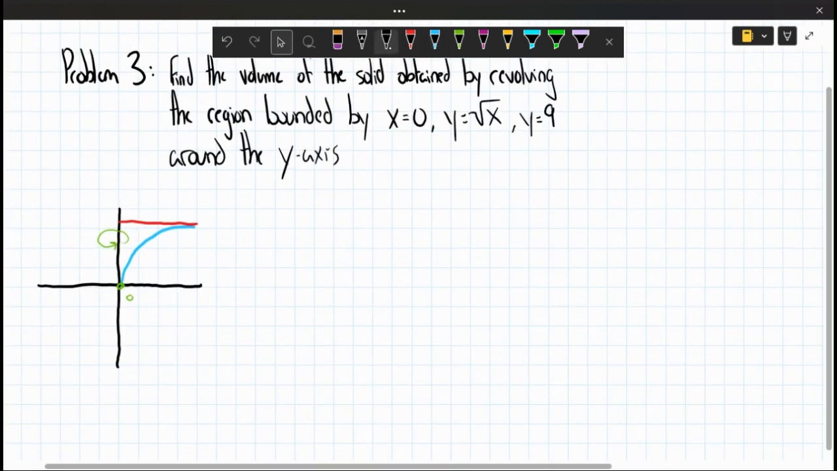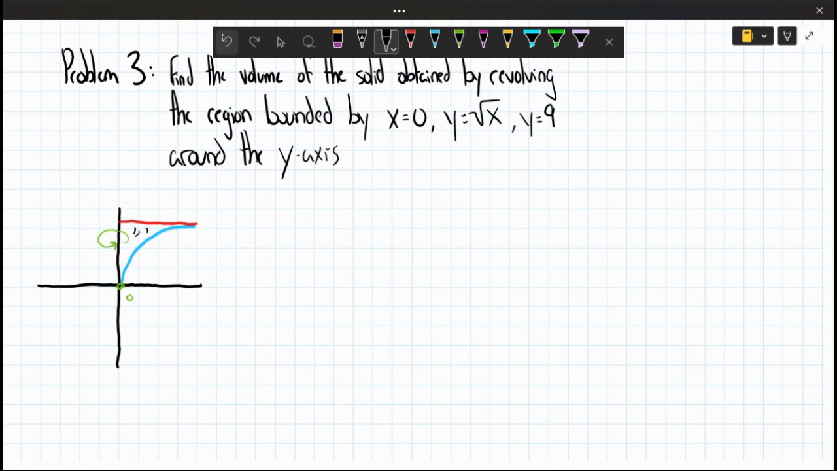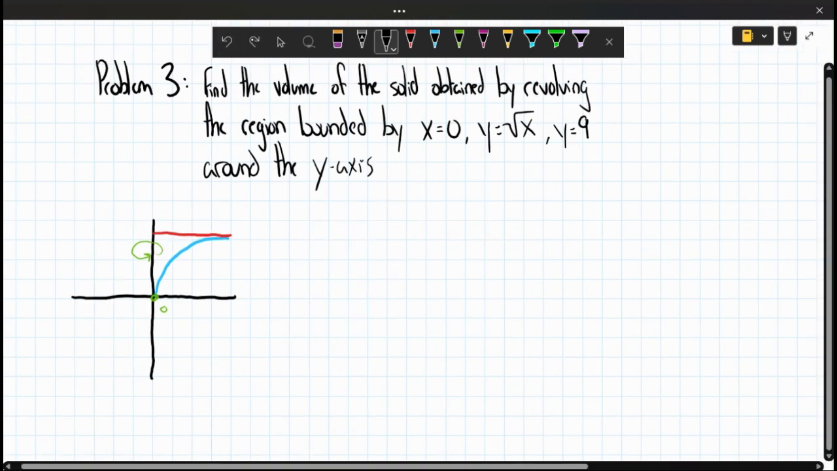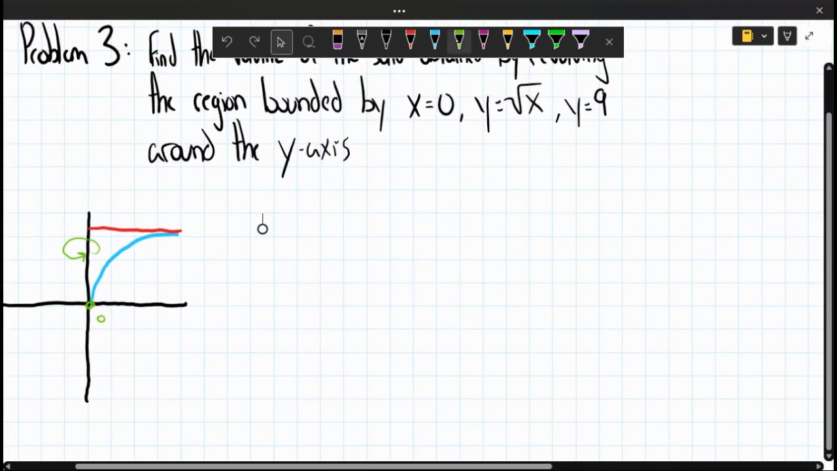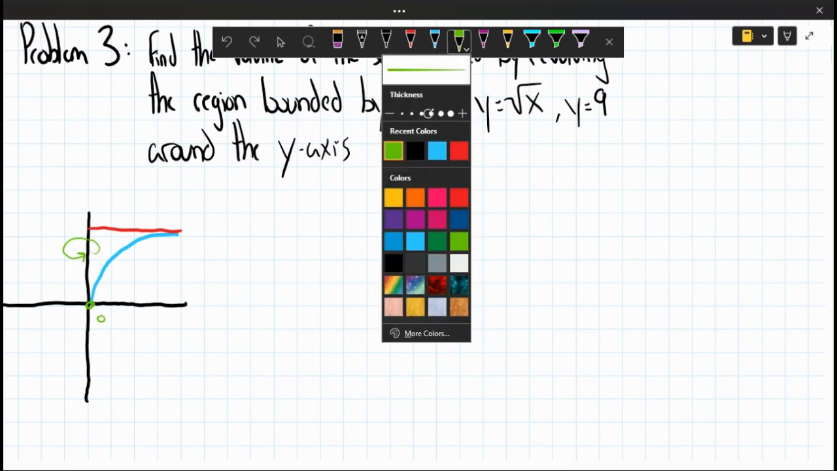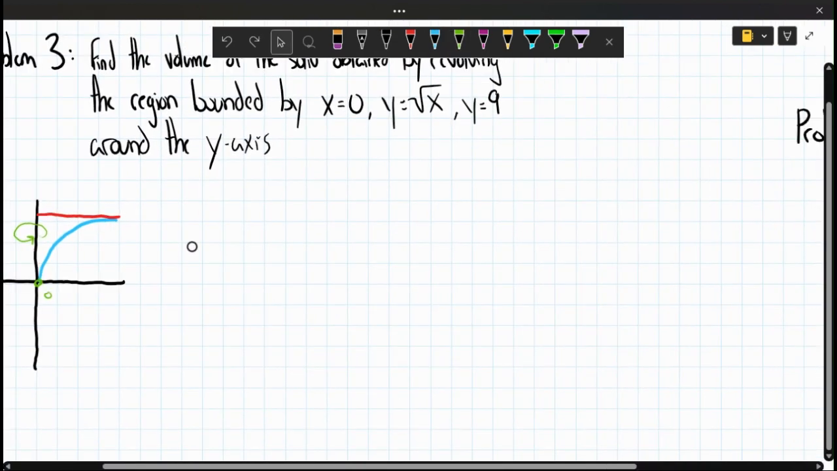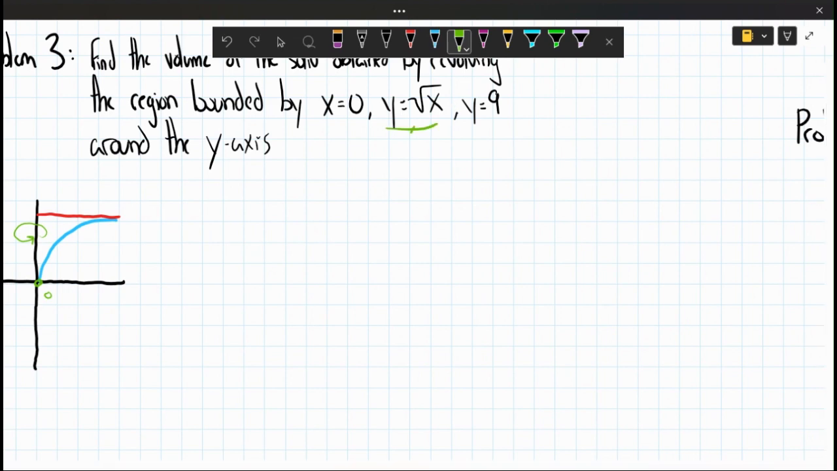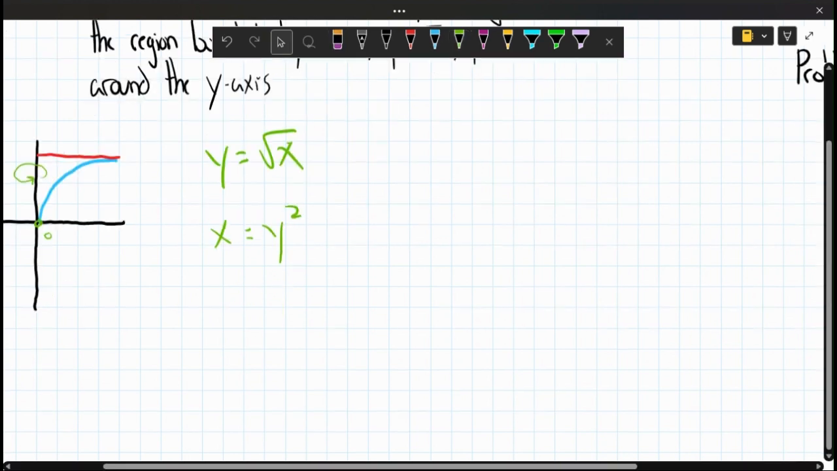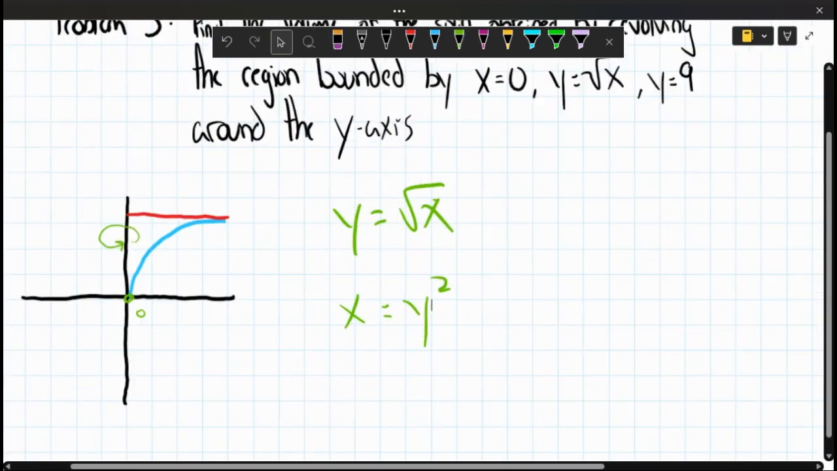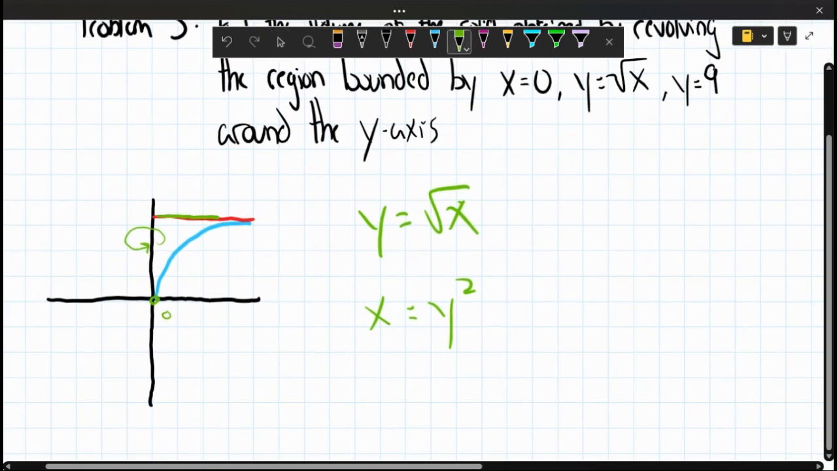Okay, so we have to find the volume of a solid by revolving the space created by the bounds of those graphs around the y-axis. Okay, so now all you have to do is first put this function in terms of y. So I'm going to do that by just writing it out, solving for x, in which case I get x is equal to y squared. So that is the function that we're going to be integrating. And since it is bounded by here at y equals 9, we already have our bounds of integration.